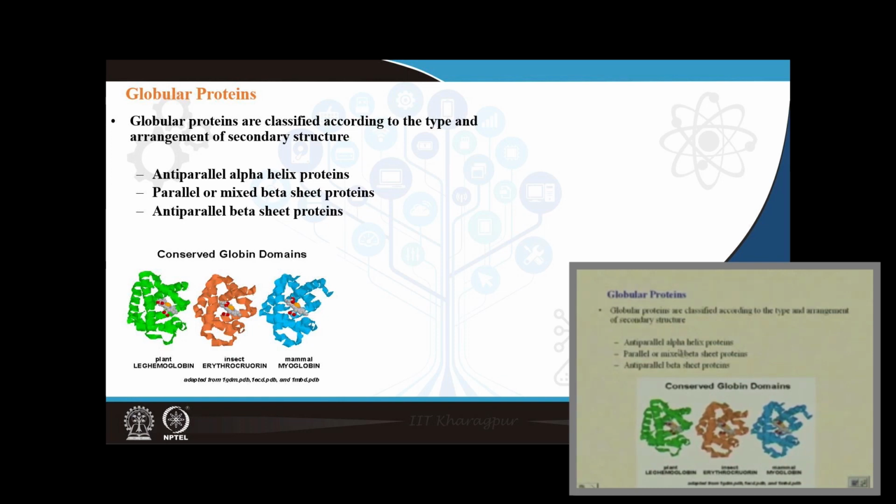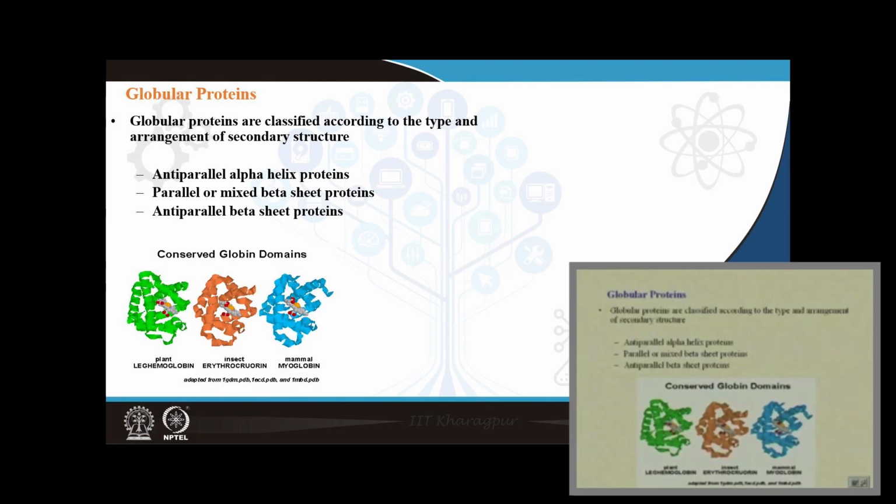So what you find is you will probably see antiparallel alpha helix proteins that consist of only alpha helices. You might find beta sheet proteins. You might find alpha plus beta or alpha by beta. There are different types of nomenclatures depending on how the protein actually looks. Okay, so in this case you would have a largely alpha helical protein.